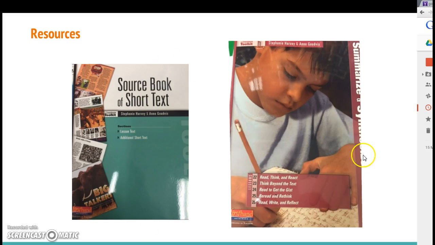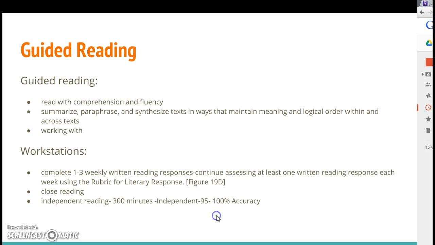Here are the resources that I'm talking about with the comprehension toolkit. It's called Summarizing and Synthesizing. Each one of these lessons is extremely good in really giving you the background that you need. Look at this: lesson 23 is Think Beyond the Text, and that's one big part of the close reading. This will give you some great examples. Inside that comprehension toolkit is the source book of short text. This is some great text to use when teaching kids some of the skills that we have just talked about.